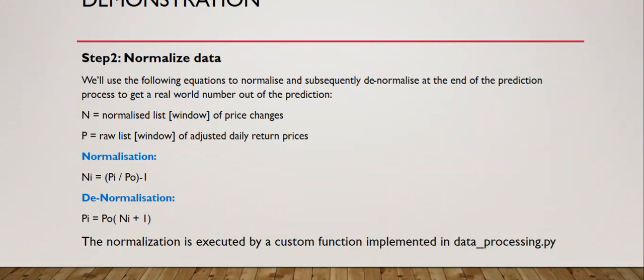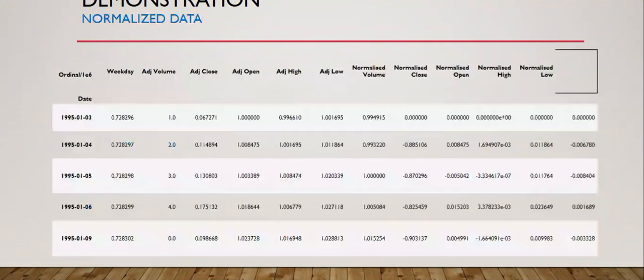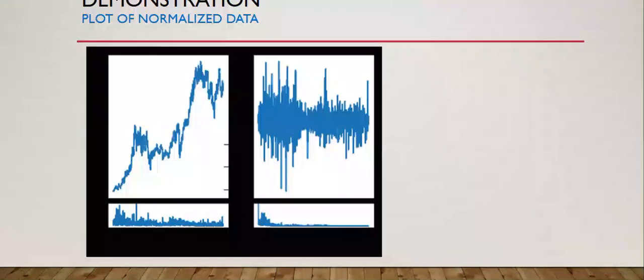So this is how the normalized data looks. You have normalized high, low, open, close, and so on. This is how the normalized data looks in terms of the plot.